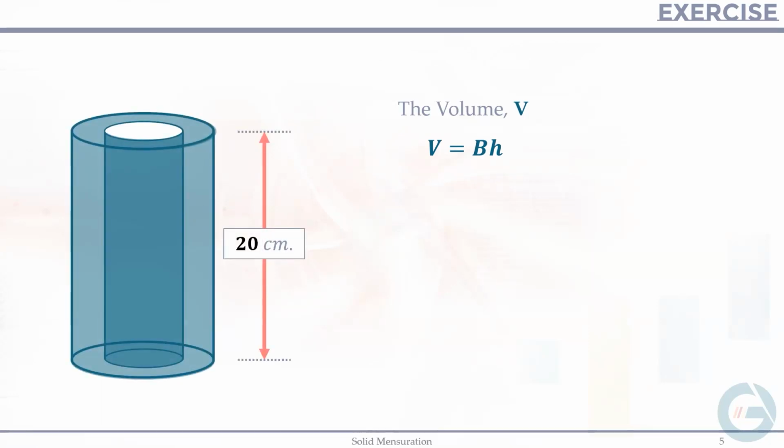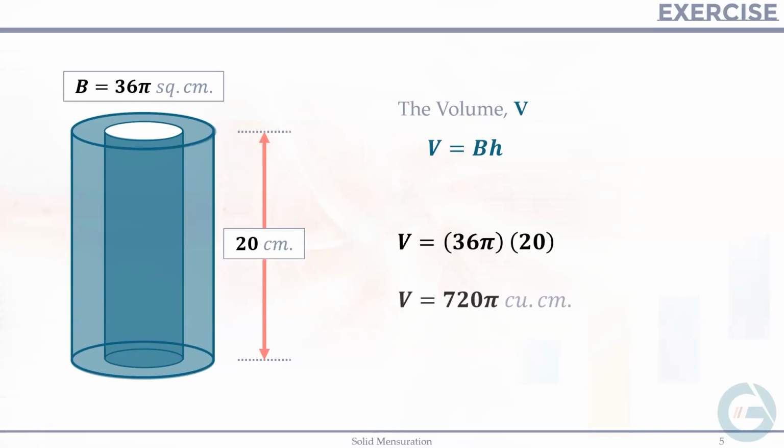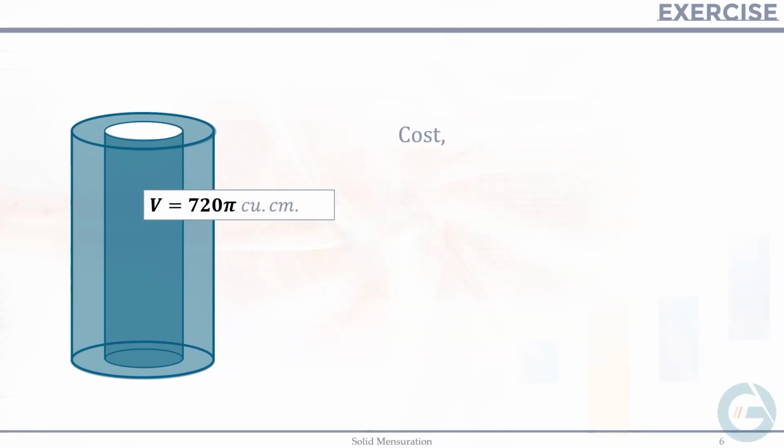So we have the height of 20 centimeter and the area of the base, which is 36 pi square centimeters. Okay, so let's plug in the value. Volume equals 36 pi for the area of the base times 20 centimeter for the height. And this will give us 720 pi cubic centimeters. Okay, so we have now the volume, and the next step is to calculate for the cost.